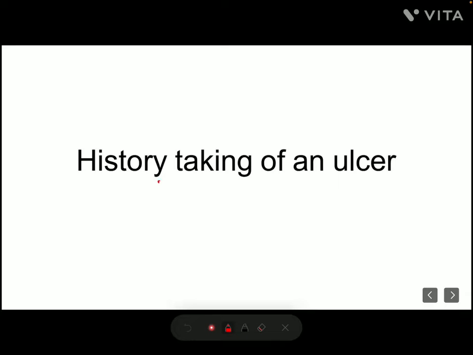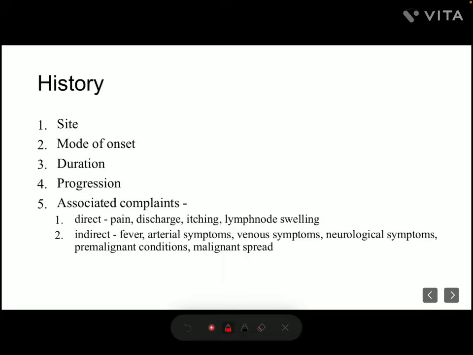Today we are going to look at history taking of an ulcer. Let's begin. So the history taking of ulcer is divided into many parts. First, we'll start with asking the patient where exactly, or which side exactly, he has the ulcer.